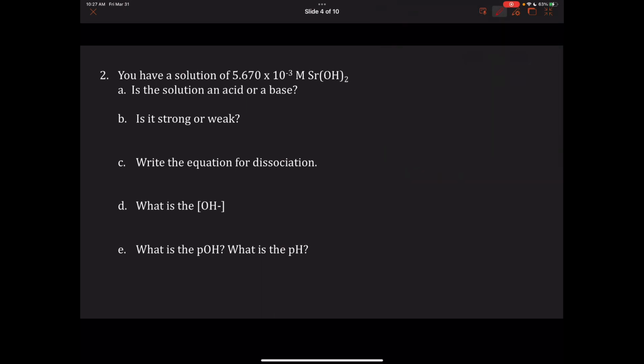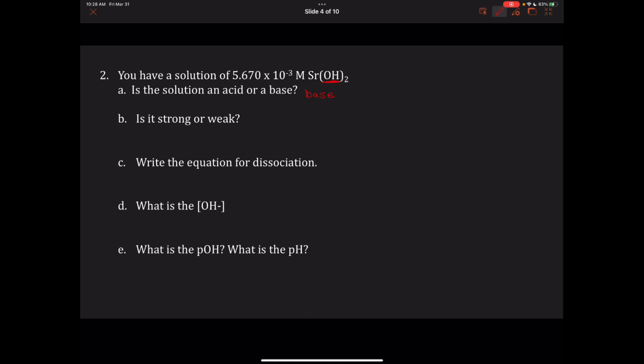Now next we're given a solution of 5.67 times 10 to the negative third molar strontium hydroxide. And we are asked if this solution is an acid or a base. So again, running through my acids, I look for hydrogens out front, which I don't see. I look for COOH, which I don't see. I look for positive, I don't see. So running through my bases. Bases have hydroxides or nitrogens or negatives, and I have a hydroxide here. So this is a base.